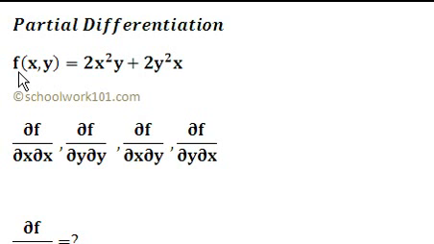Alright, so I've got my function f of x, y, and it's defined as 2x squared y plus 2y squared x. You might try going to some algebra system and graphing this, to at least see what the graph looks like. Of course, it's going to be in 3 dimensions. This notation is not as bad as it looks, I promise. It reads as the partial of f over the partial of x, and the partial of f over the partial of y.